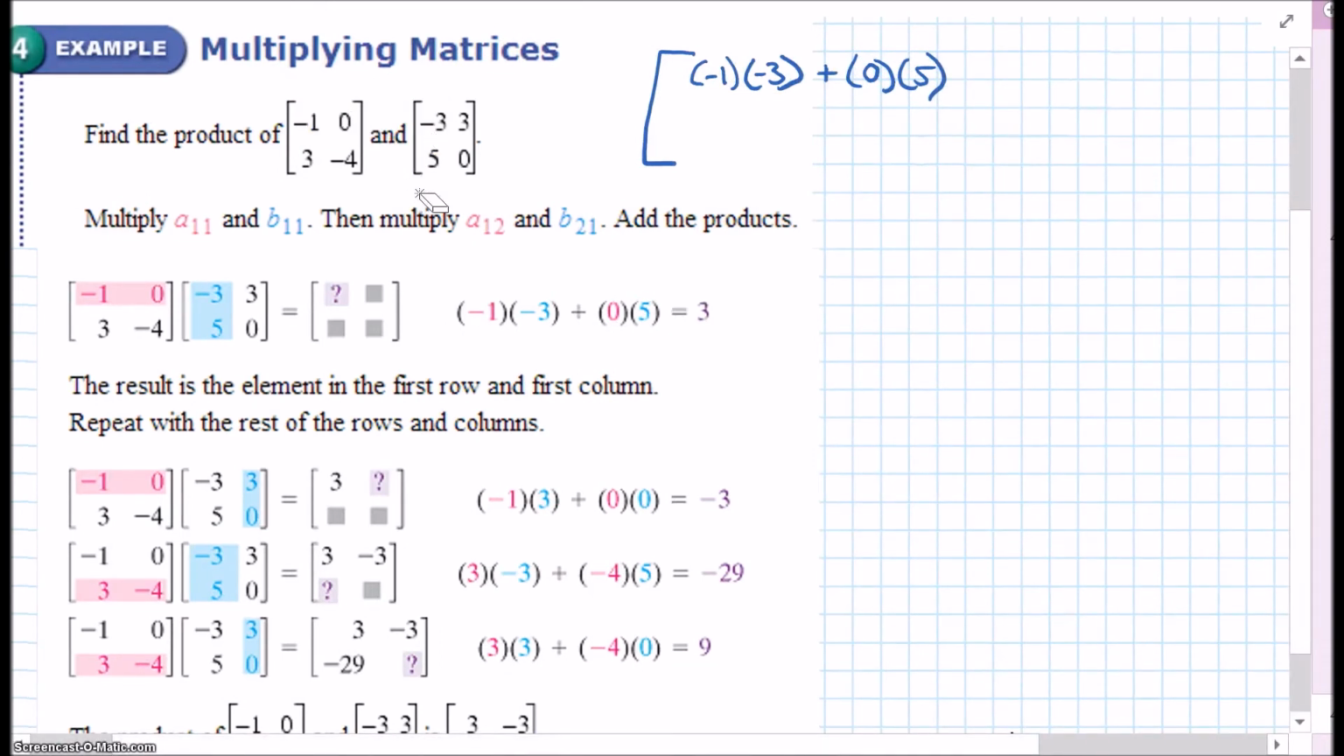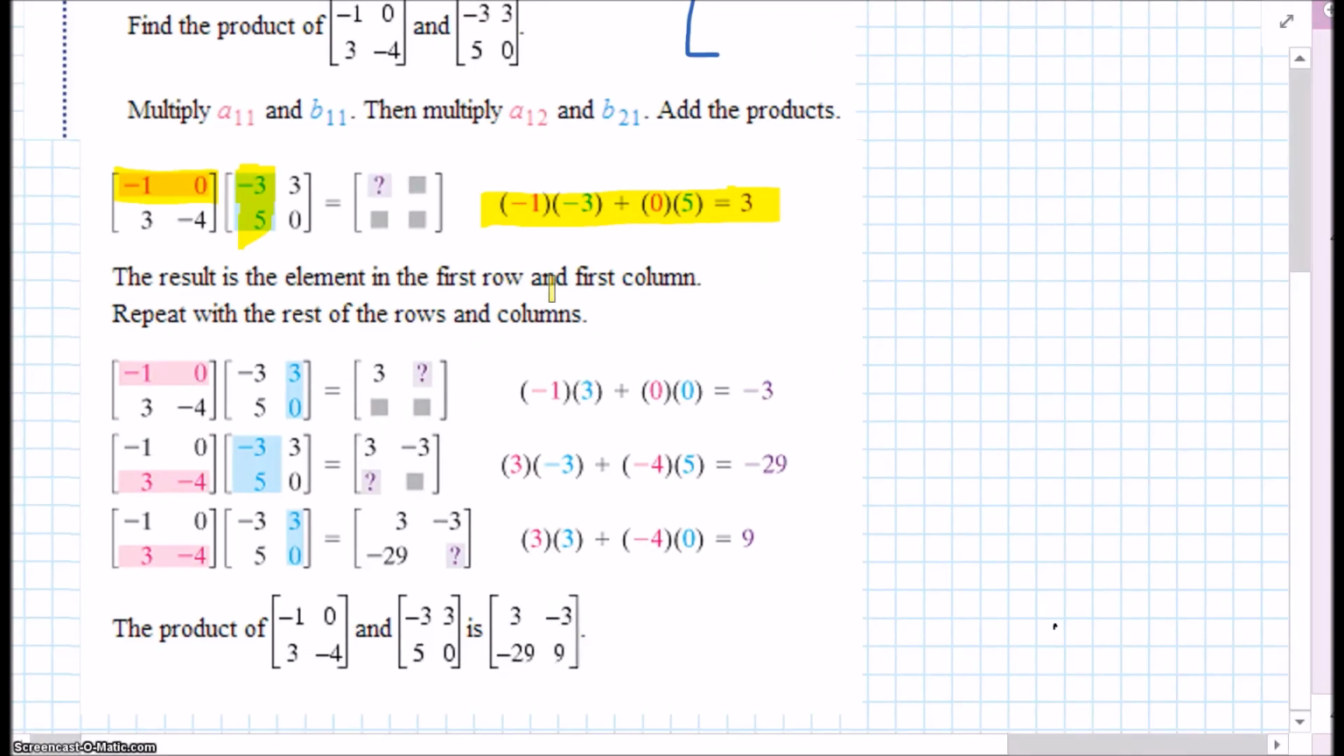Okay, you can follow along right here. That's what they've done. First row, first column. They're going to come up with the 3 once you solve it. The result is the element in the first row and the first column. Repeat with the rest of the rows and the rest of the columns. So you go first row, second column. You're going to get negative 3. First row, second column: multiply matching elements, add them. No more columns.